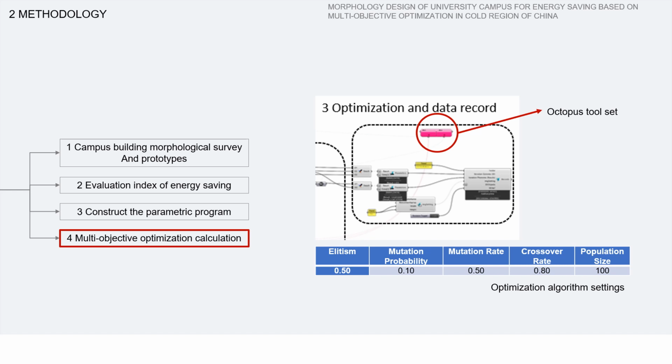In the fourth part, the Octopus toolset was used to load the evolutionary algorithm to realize the automatic generation of the prototype and optimization of the 2 objectives. The setting is shown in the table.